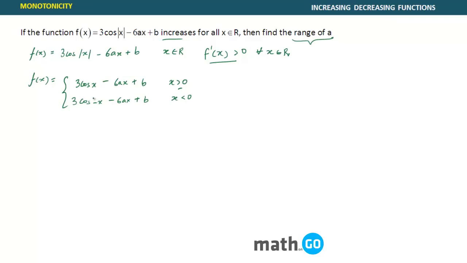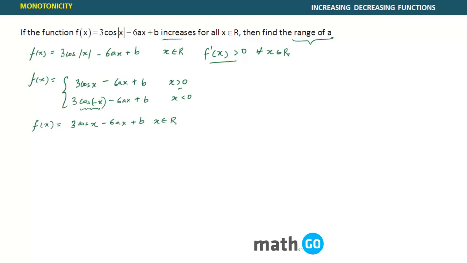Okay, and now interestingly we know that cos of minus x is nothing but cos x. So can you see that these two are the same functions? So in fact there was no need to put a modulus sign here. You can just replace this by x only. This is the crux of this particular problem. So this will behave something like this for every value of x belonging to R.